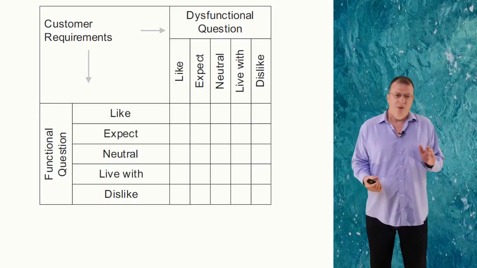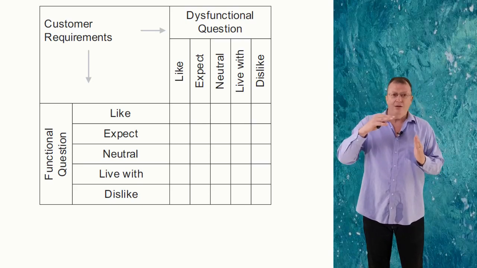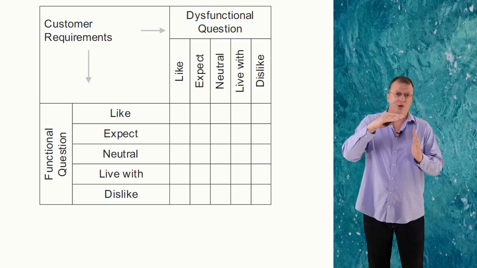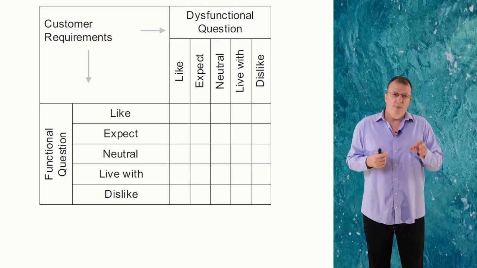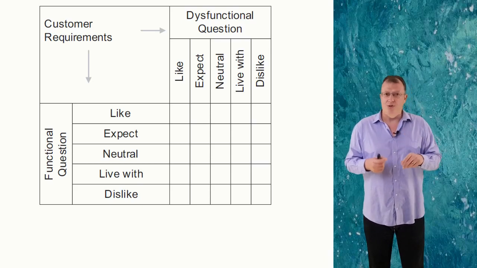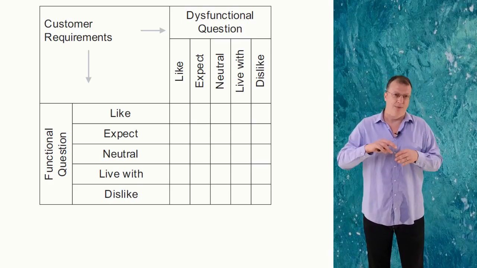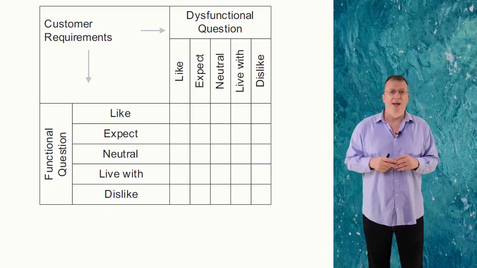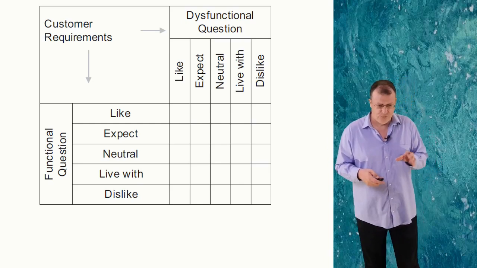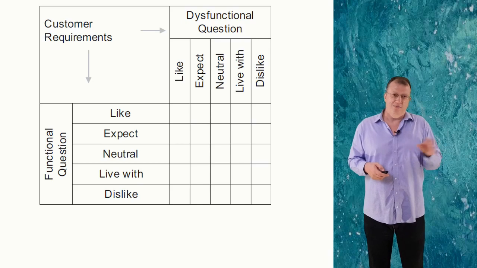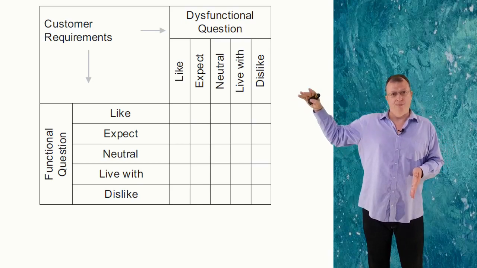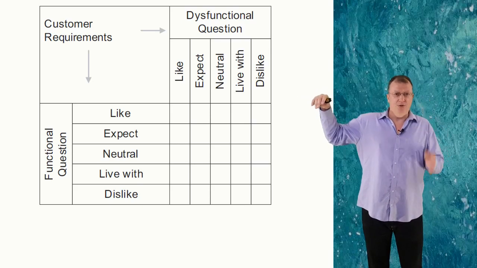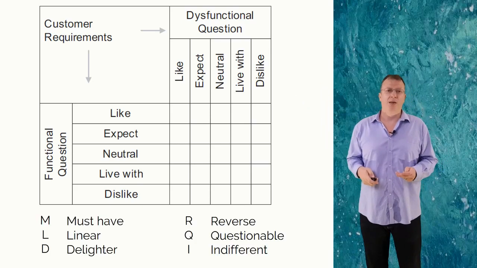Now, we can compare these two forms of the question against each other. And as we tally up customer responses, we'll be able to determine whether a feature is a delighter, a must-have, or a linear type feature. And how it works is the following. There's the functional form of the question, and then there's the dysfunctional form of the question, and the kind of responses that customers can give for each one.